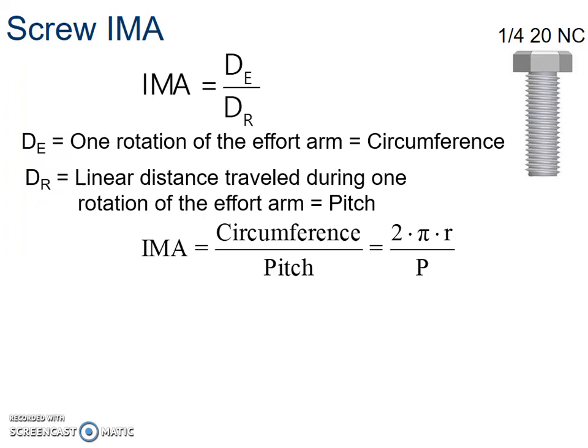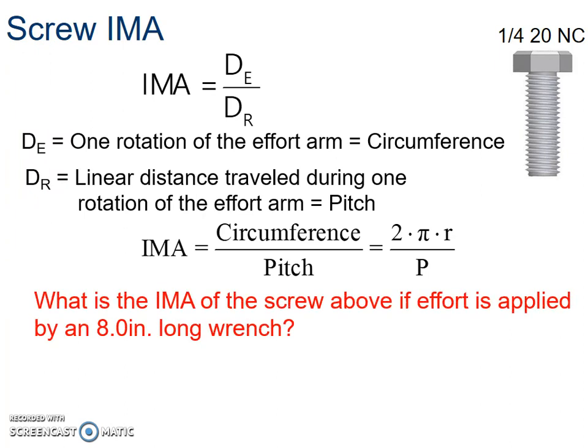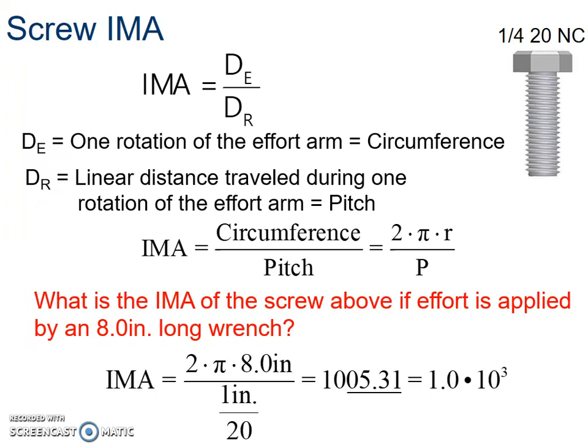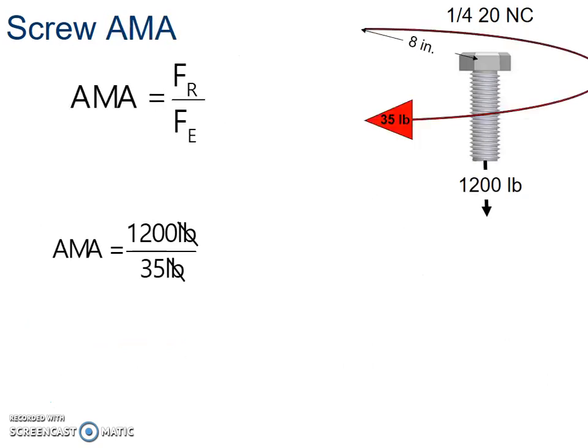So what I want you to do is calculate the IMA for a screw in the above problem if it has an 8-inch long wrench used to move it. So it's 2 times pi times 8 over its pitch, which is 1/20. That's going to calculate to 1005.31, or rounded to 1,000. This is a huge mechanical advantage.